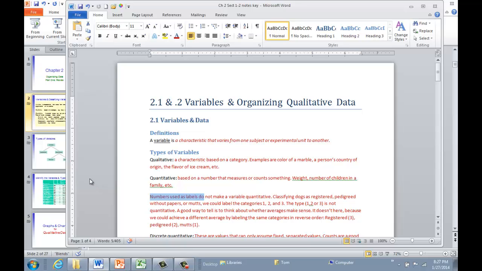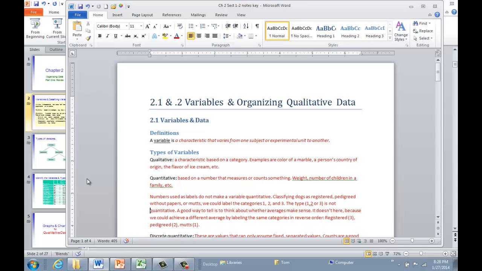Let's take this example. Suppose we were classifying dogs, and we considered them as being in one of three categories: registered with papers, bred pedigreed but without papers, or just plain mutts. Well, we could label those as categories 1, 2, and 3. The type 1, 2, or 3 is not then an example of a quantitative variable. It's really a qualitative variable in disguise. We're simply using the numbers as a label.